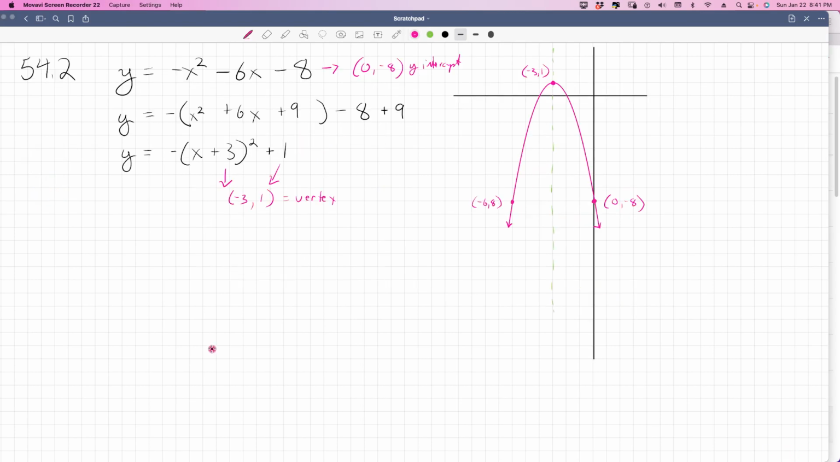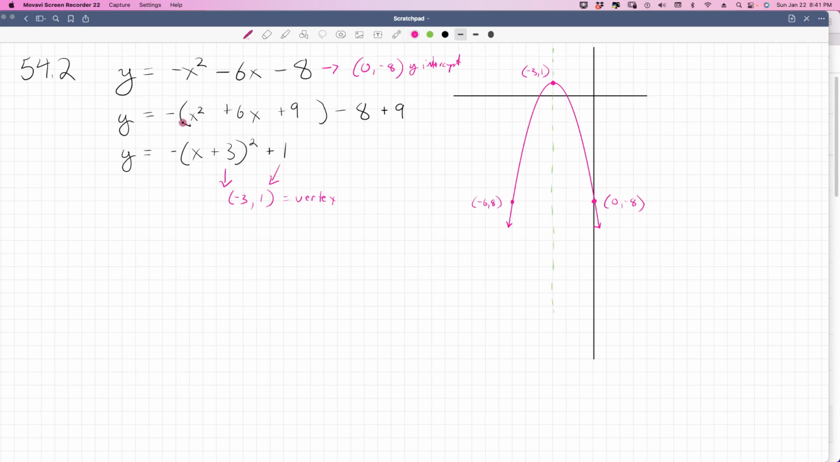So here we have 54.2, and we have negative x squared minus 6x minus 8 is equal to y. So first of all, we find our y-intercept, which is going to be (0, -8). So I go ahead and I graph (0, -8).